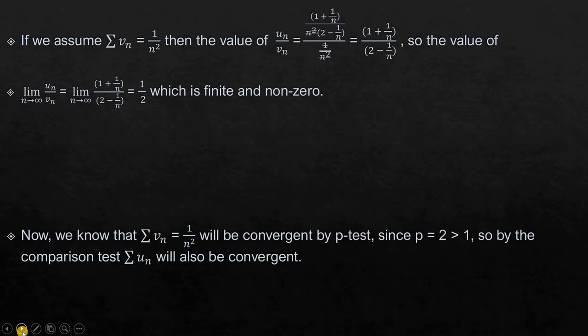So a question arises in our mind: why did we choose Vn equal to 1 over n squared? The simple answer is that we can easily determine the convergence of Vn by the p-series test, where we have the value of p equal to 2, which is greater than 1. So we know that Vn will be convergent by the p-series test, and hence by the comparison test we can say that Un will also be convergent. So let us dig a bit deeper into this concept.